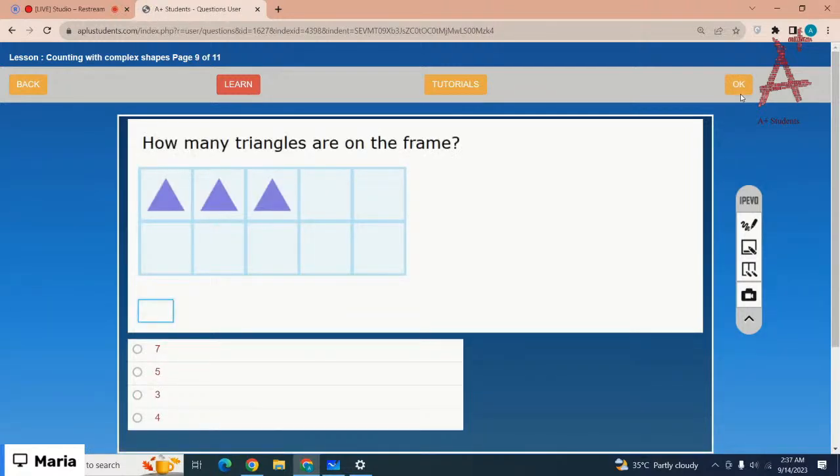How many triangles are on the frame? Which is the correct option? Yes, there are 3 triangles. The correct option is 3.